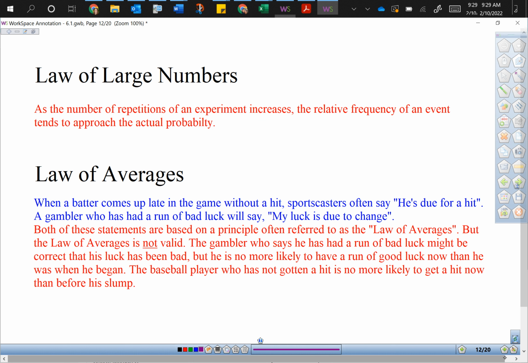That's how they get you in Vegas. They think that you're over here and you're like, well, I've been playing and playing and playing, and I've been doing so bad, I'm bound to do better on the next one, and you go again, and you're going to lose because the law of averages isn't a thing. It's not valid. Are we all on the same page with that? But the law of large numbers is, as the number of repetitions of an experiment increases, the relative frequency of an event tends to approach the actual probability. And the actual probability in Vegas of you winning is very small. Don't gamble. It ain't worth it.